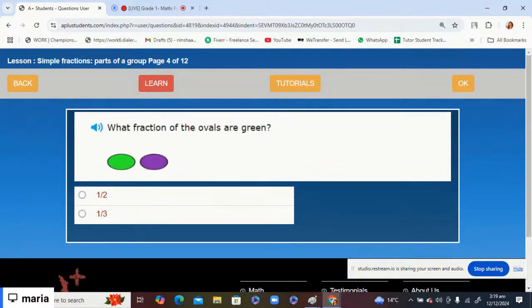Okay, now you guys tell me the answer of this one. What fraction of the ovals are green? First of all, what do we put in the denominator and what do we put in the numerator? Everyone tell me in the chat.